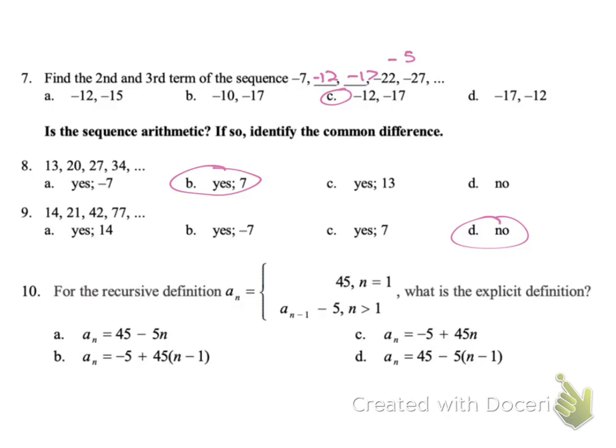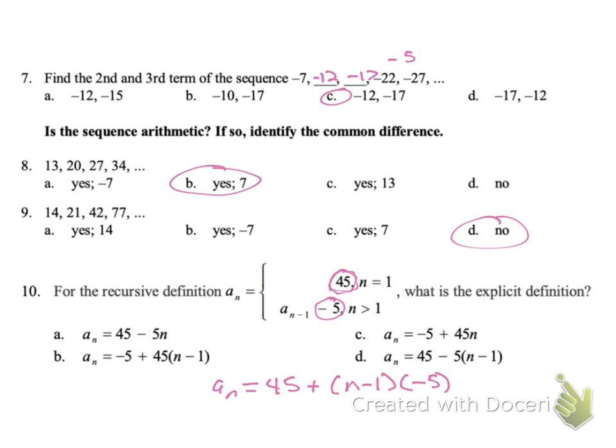10, for our explicit, we have our first term is 45. Common difference is -5, so we have a sub n equals first term plus n minus 1 times -5 there.